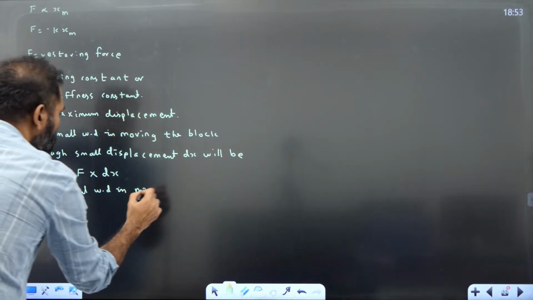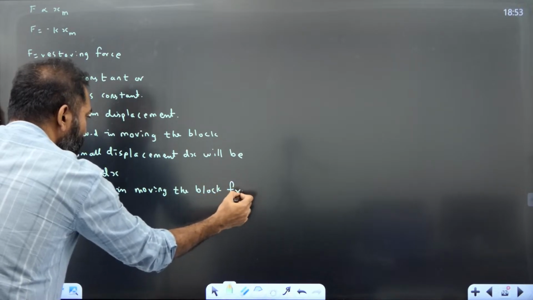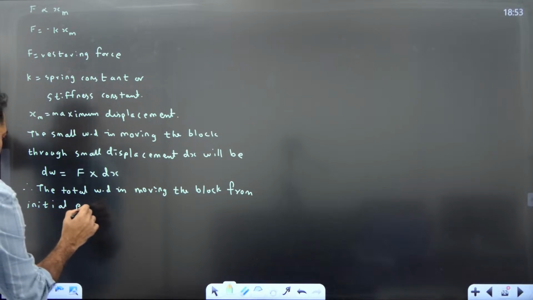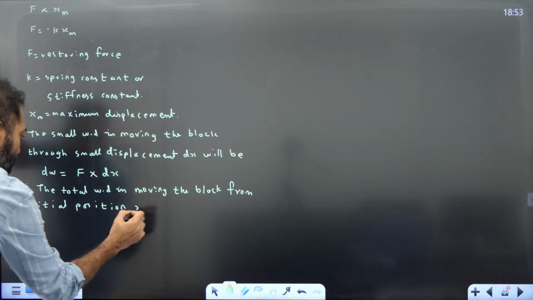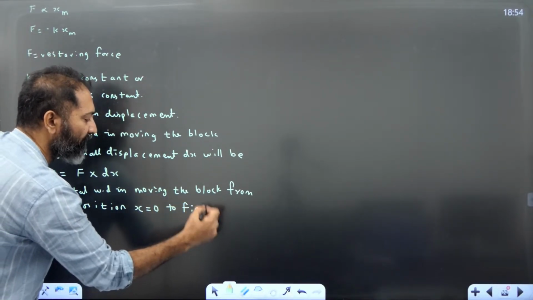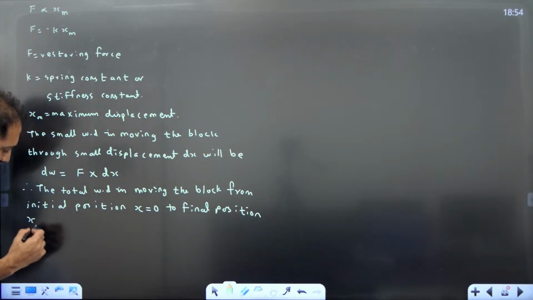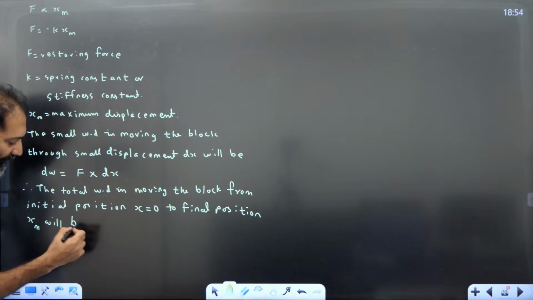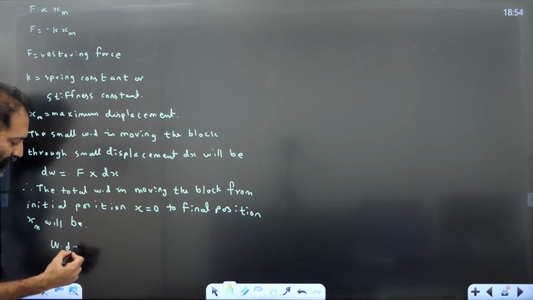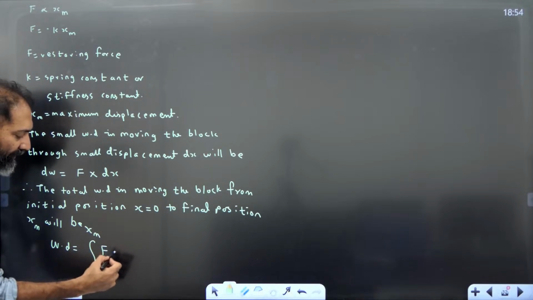Therefore, the total work done in moving the block from initial position x equal to 0, initially the block was at equilibrium position so displacement is equal to 0, to final position x suffix m, what do we have to do? We have to integrate. So we got the small work done. If you want to get the total work done, work done is equal to the integral from 0 to x suffix m of F dx.